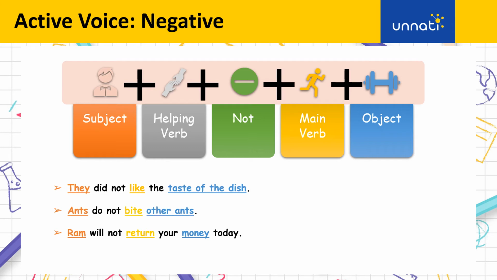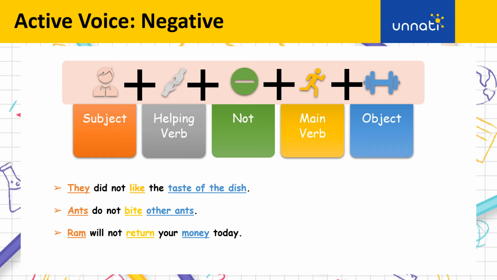Let's look at examples. Ants do not bite other ants. So the subject here is ants. Do is the helping verb, and then we have not. Bite is the main verb. Other ants is the object. If we look at the next example, they did not like the taste of the dish. So they is the subject. Did is the helping verb.